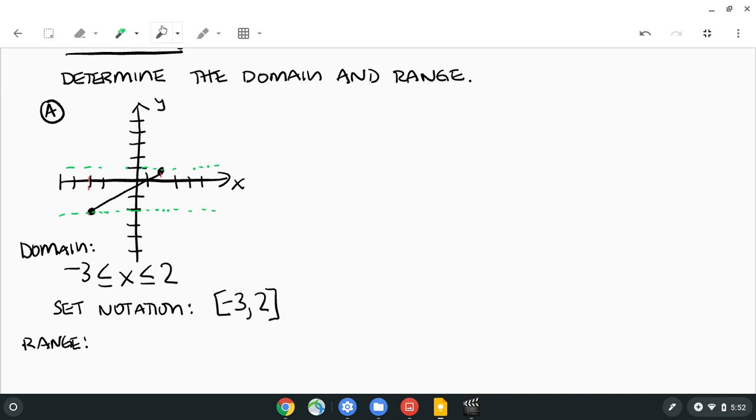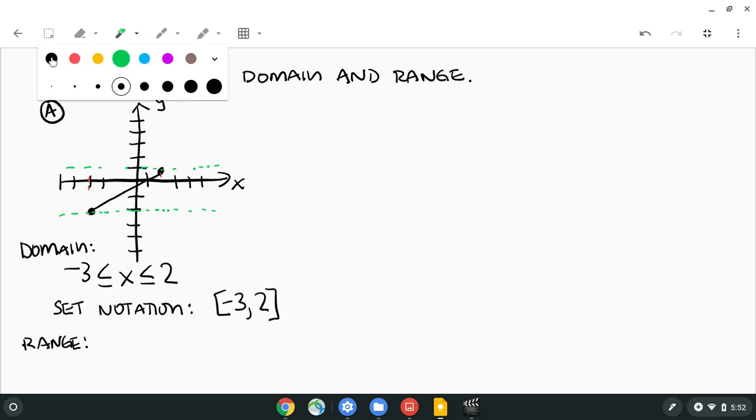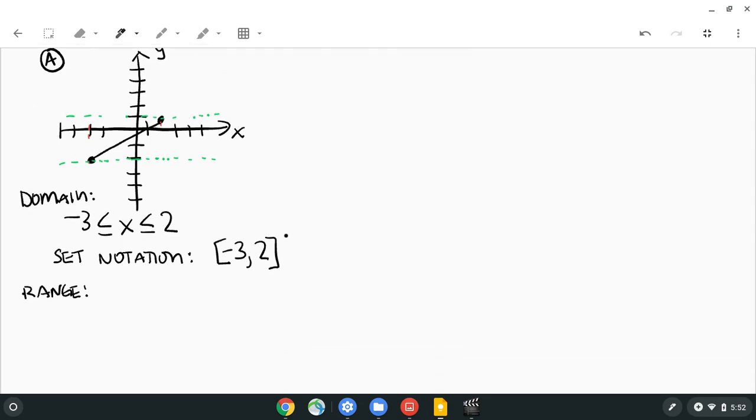So our graph starts from this y value and goes all the way up to that y value. Okay, so our range is from -2 all the way up to 1. Okay, and I'm going to use set notation. And again, we start with the smaller value always. So -2, and it goes all the way up to 1.